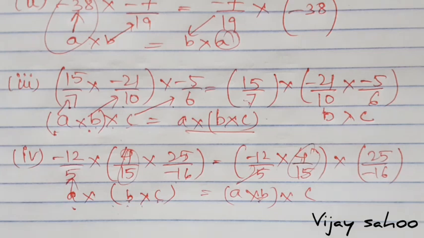So these are the first 4 questions of exercise 1D from the R.S. Agarwal. The next remaining questions I'll be uploading in the next video. So till now, complete it. Be clear with the properties, associative as well as commutative law.